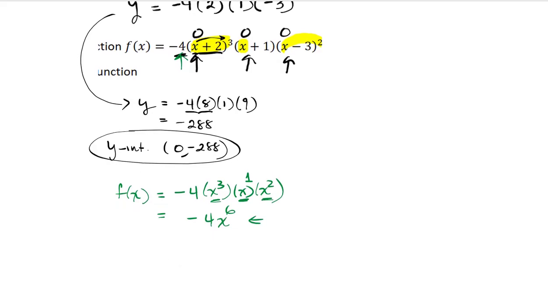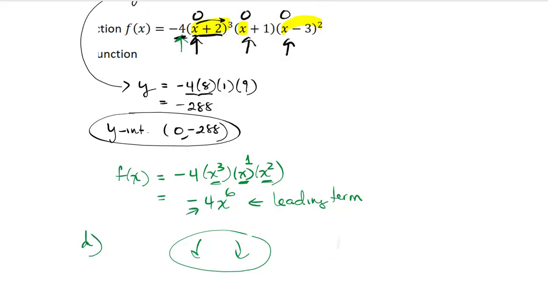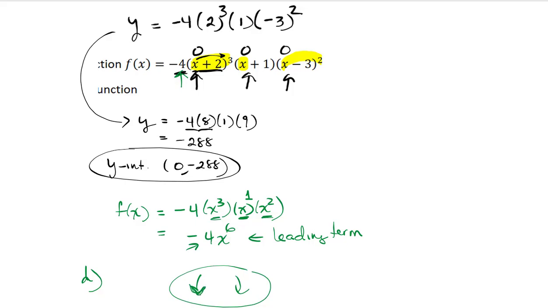And so this is called the leading term. And hence the leading term has a degree of 6, which is now the degree of the polynomial function. It means that the ends point in the same direction. But since the leading coefficient is negative, both ends point down. So we're just going to use this drawing here to indicate that for letter D. Both ends point down.